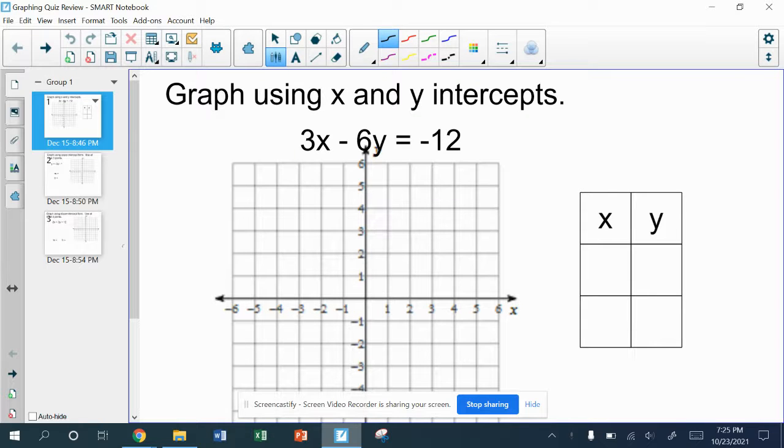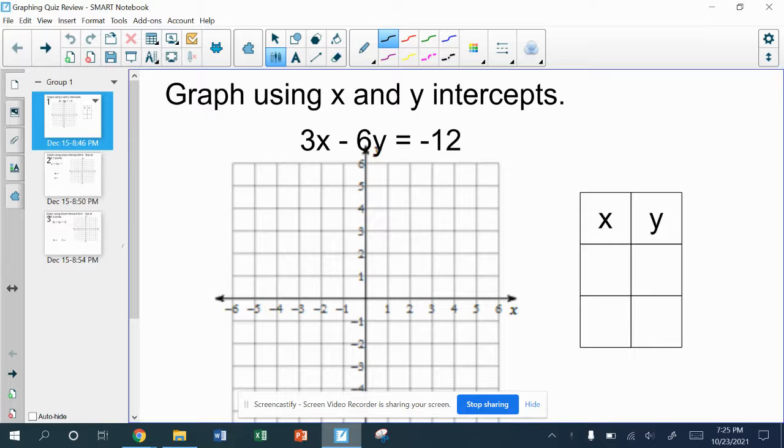Today is quiz day. We're going to be graphing lines today on the quiz. It's a nice short quiz. You're going to be doing this on paper in class, but just in case you aren't in class today to see this review in person, here it is.